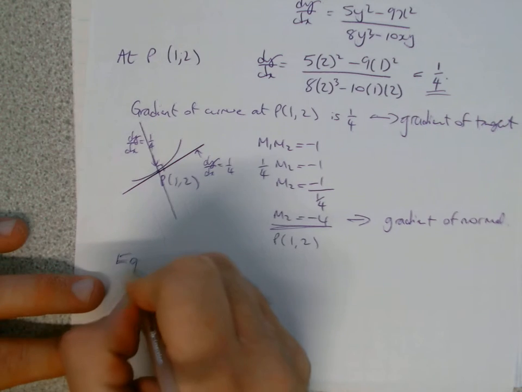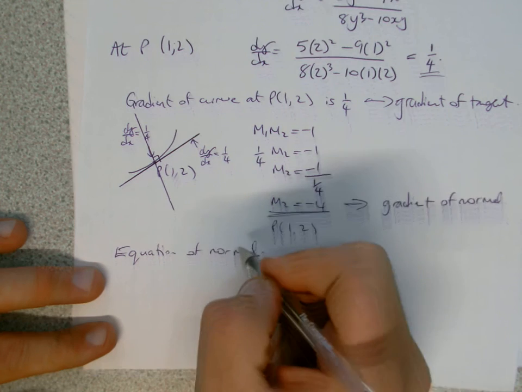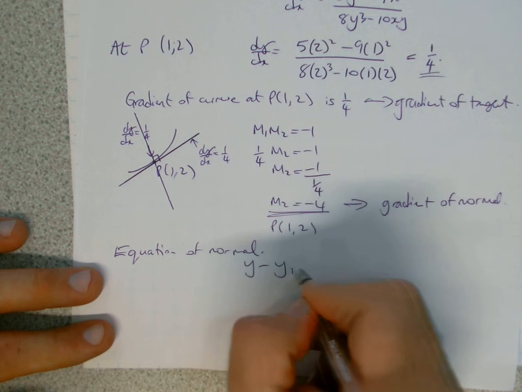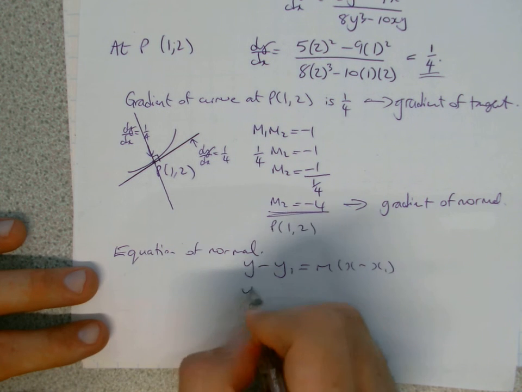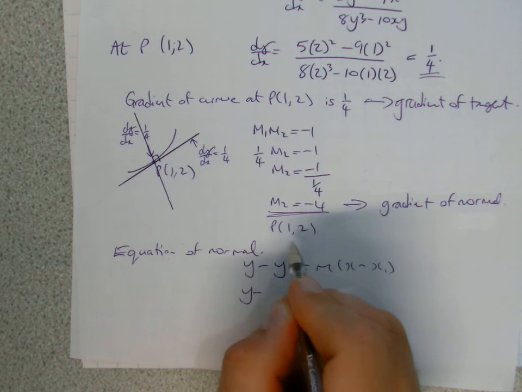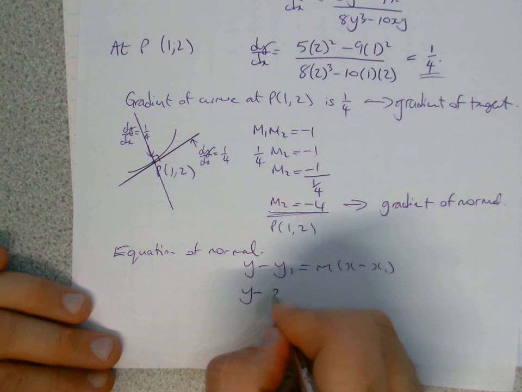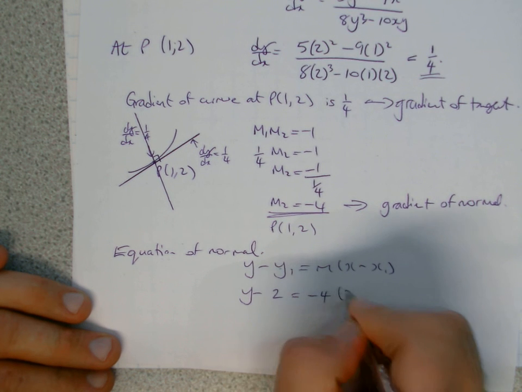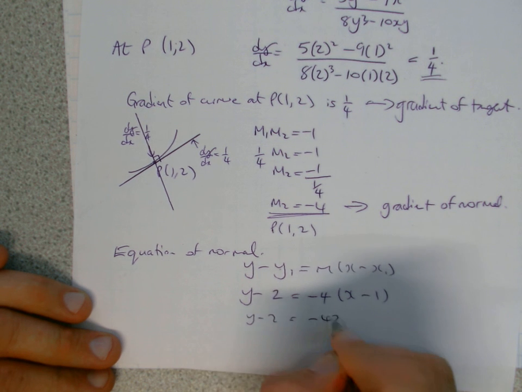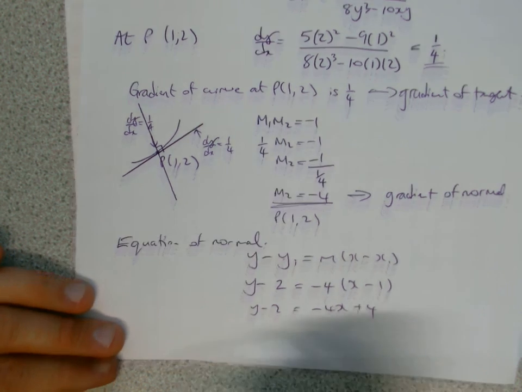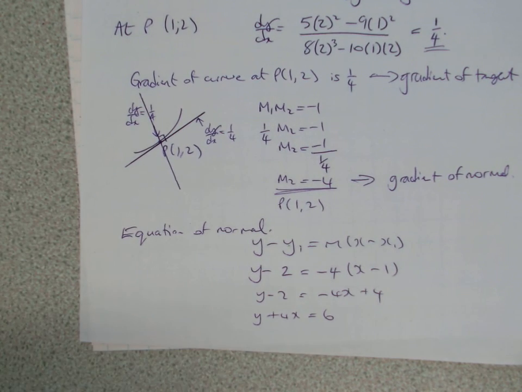So the equation of the normal. If we use the equation in this format, y minus y1 equals m(x minus x1), it's going through the point P. Remember, to get an equation you just need a point it goes through and the gradient. So it goes through P, so that's y minus 2 equals -4 times (x minus 1). Let's simplify this, and then y plus 4x equals 6. And you've got your equation of the normal.